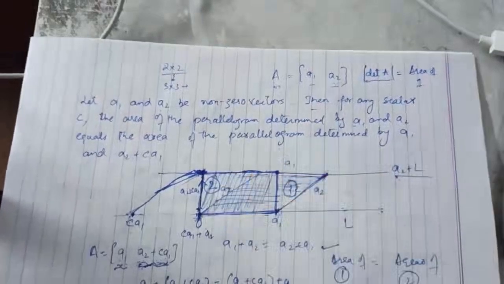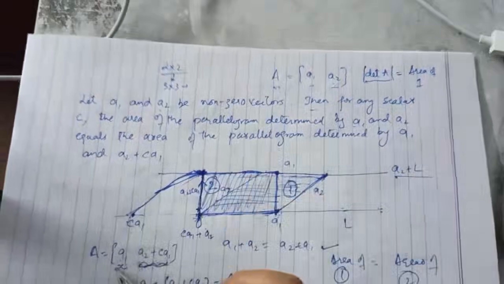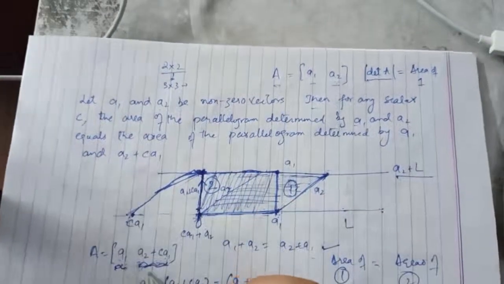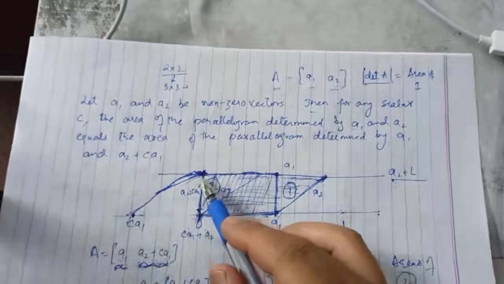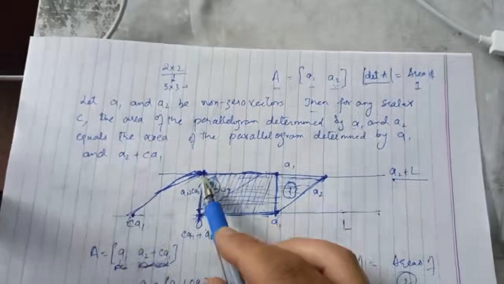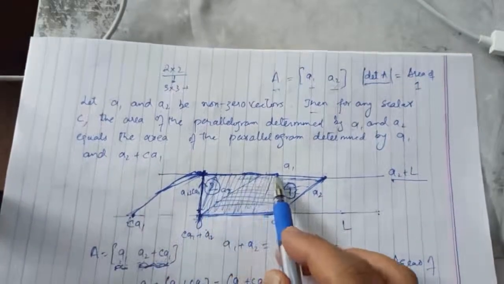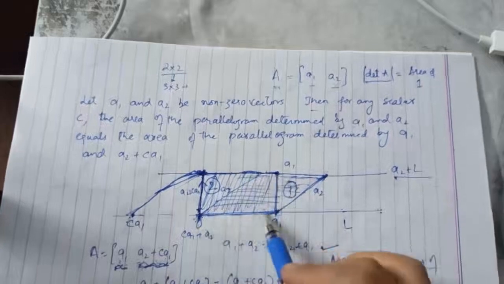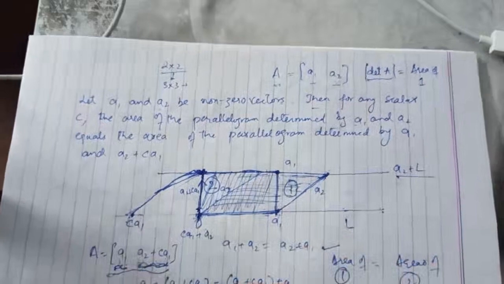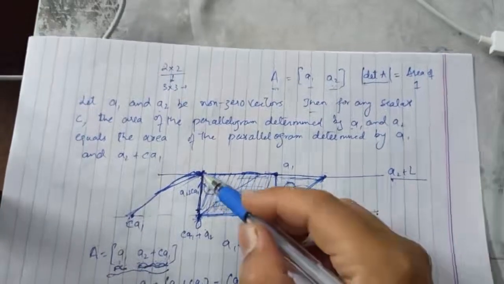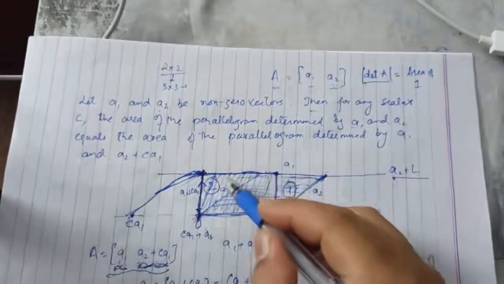Okay, now what we have to do is add a1 to that resultant vector, right? So this is the resultant vector. If I add a1 here, I will reach over here, and this will be my new parallelogram determined by these vectors. Okay, so this is the second parallelogram that I have.